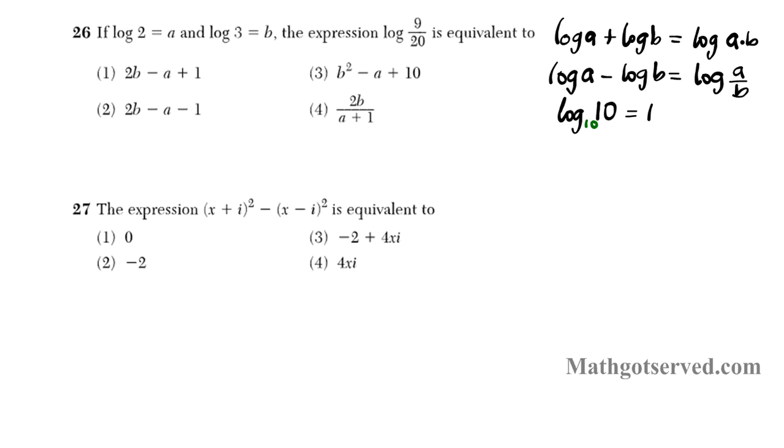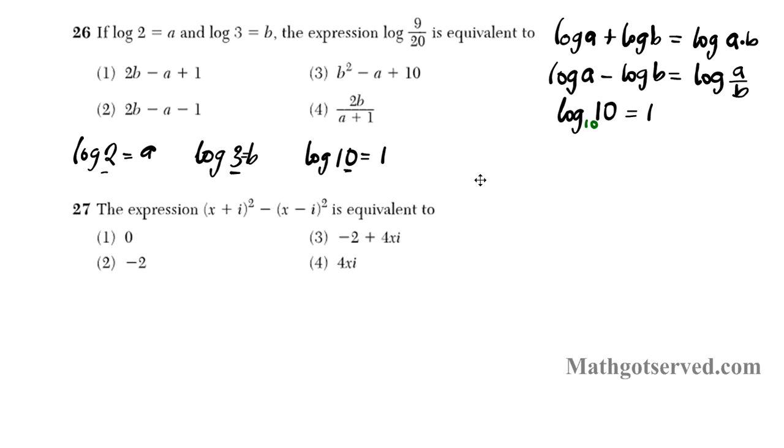Now since we have log 2 and 3 and also log 10, the task is as follows. We know log 2 is a, log 3 is b, and log 10 equals 1. So the goal is to express 9 and 20 using a combination of 2, 3, and 10. And then if we can do that, we'll make a substitution of the corresponding logarithmic values, and then we can express it using one of these answers here.